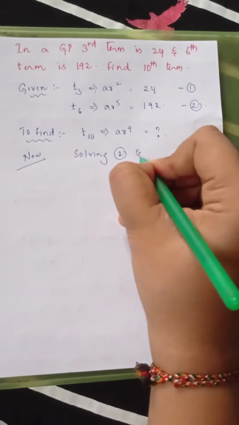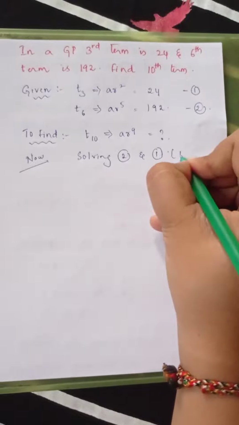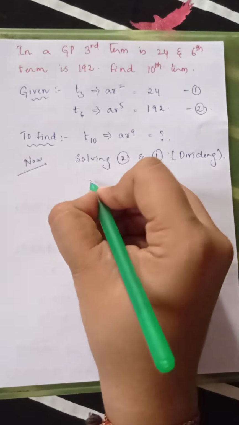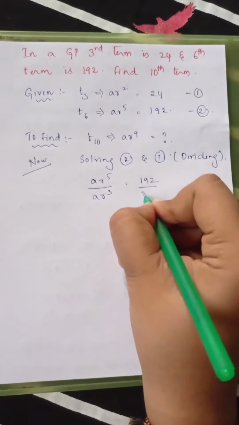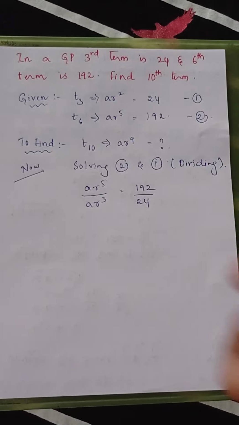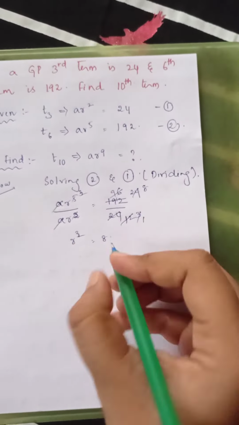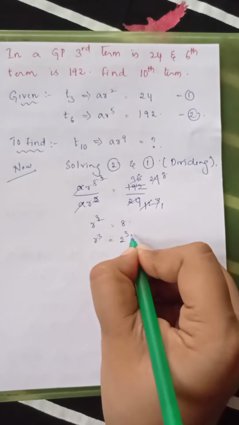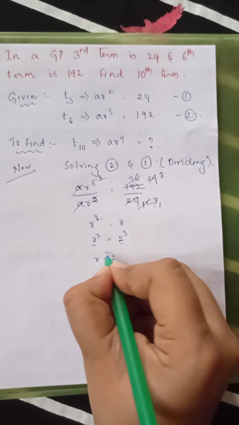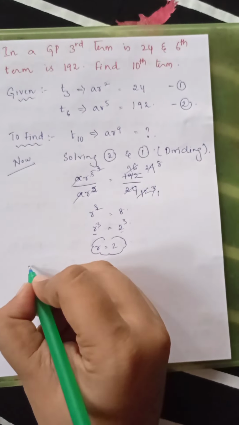And now solving 2 and 1. So in GP you are going to divide the terms. So in AP we have subtracted, and in GP we are going to divide. So we'll get 192 by 24. So A cancels and R R gets cancelled, and we'll get R cube is equal to 8. Now we'll get R cube is equal to 2 cube and R is equal to 2. As the exponents are equal, bases must be equal.